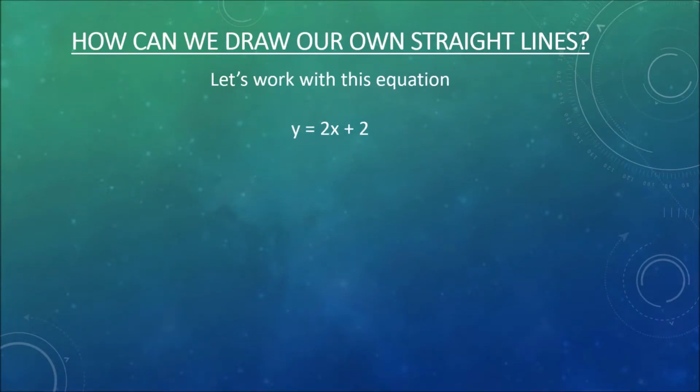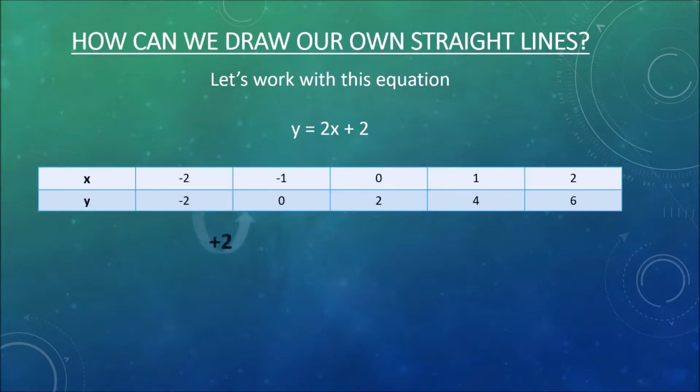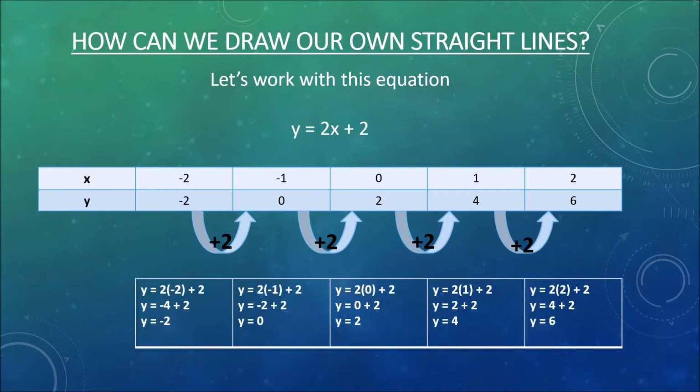So knowing these two things, we can learn how to draw our own straight lines. We're going to work with this example, y equals 2x plus 2, and I'm going to create a table, and I'm going to pick x values to the left and to the right of the y-axis. I'm looking at -2, -1, 0, 1, and 2. I'm going to plug these values into my equation, which you can see in the bottom table. I've plugged in -2 for my x, and I've gotten -2 out for my y. The next one I've plugged in -1, and I've gotten 0 for my y. After that I've plugged in 0 for x, and I've gotten 2 for y. Then I've plugged in 1 for x, I've gotten 4 for y. And I've plugged in 2 for x, and I've gotten 6 for y.